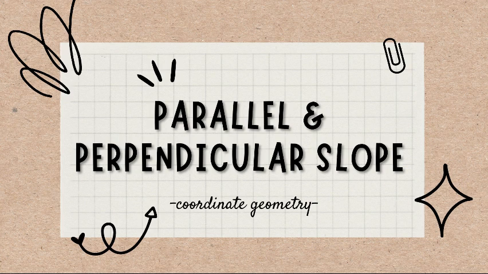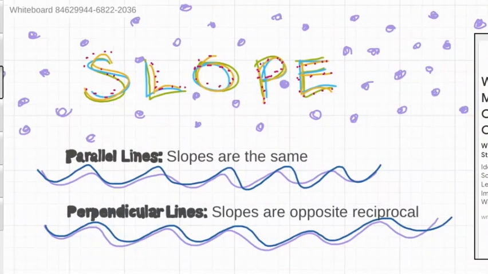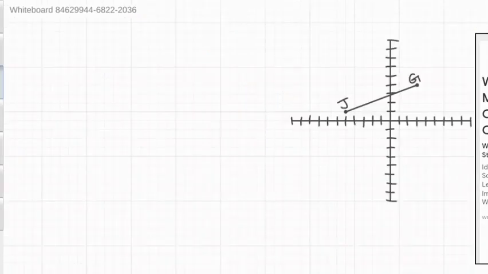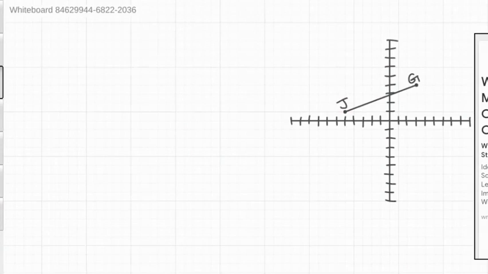Hey guys, welcome back. Today we're going to be learning about parallel and perpendicular slopes. So we know that in slopes, when there are parallel lines, that means that the slopes are the same. And when there are perpendicular lines, that means that the slopes are opposite reciprocals. Alright, so let's do some practice.